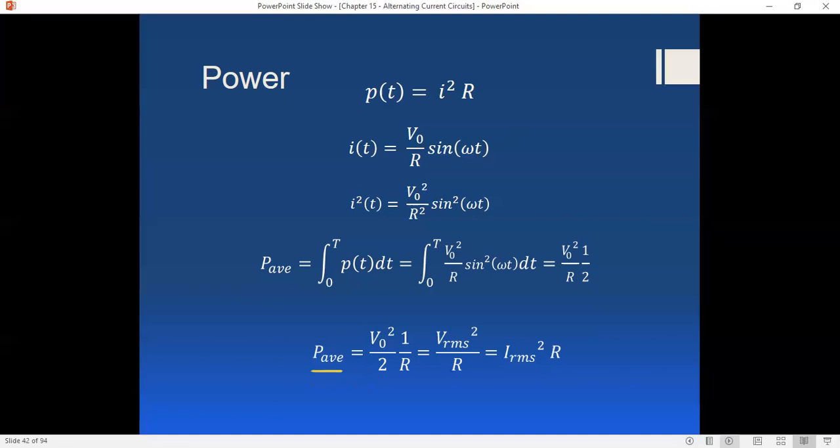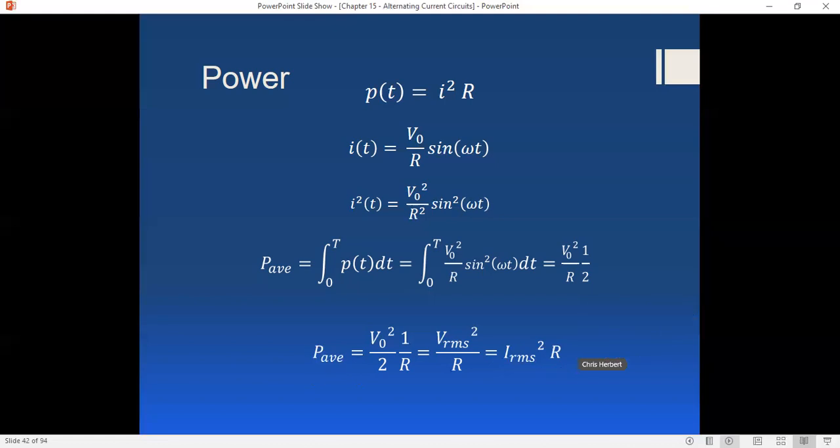Okay, so when taking the average power, we can say that I0 squared, that's the maximum power, is going to be equal to twice the RMS current squared. So I can actually replace that in here.